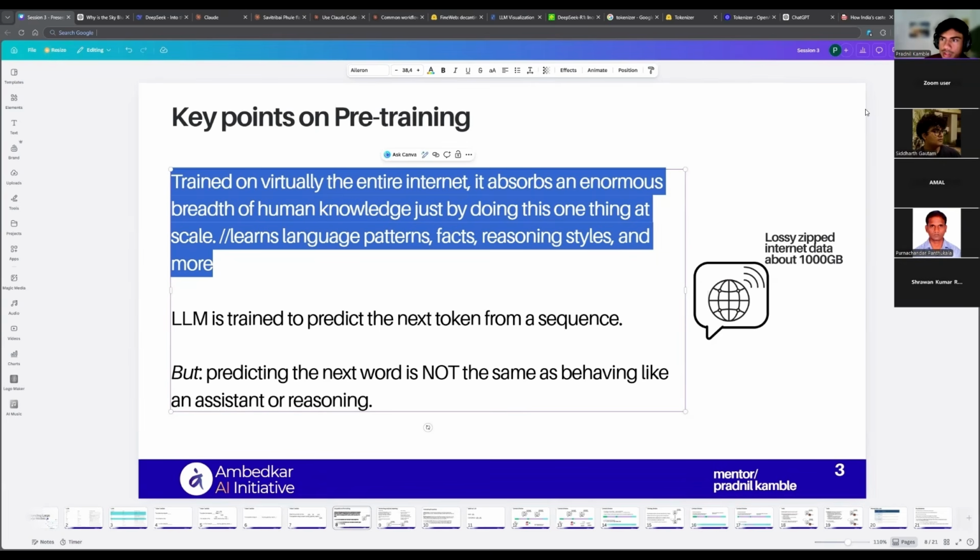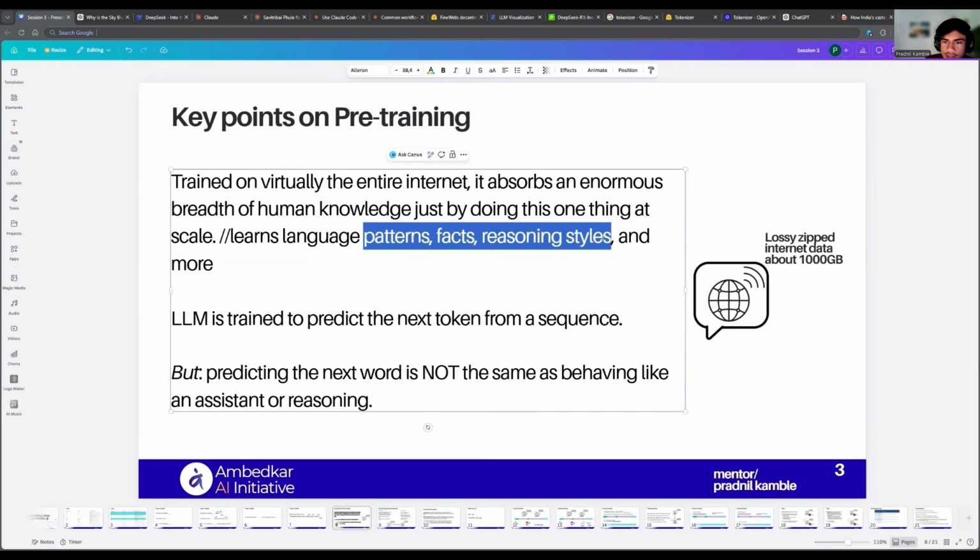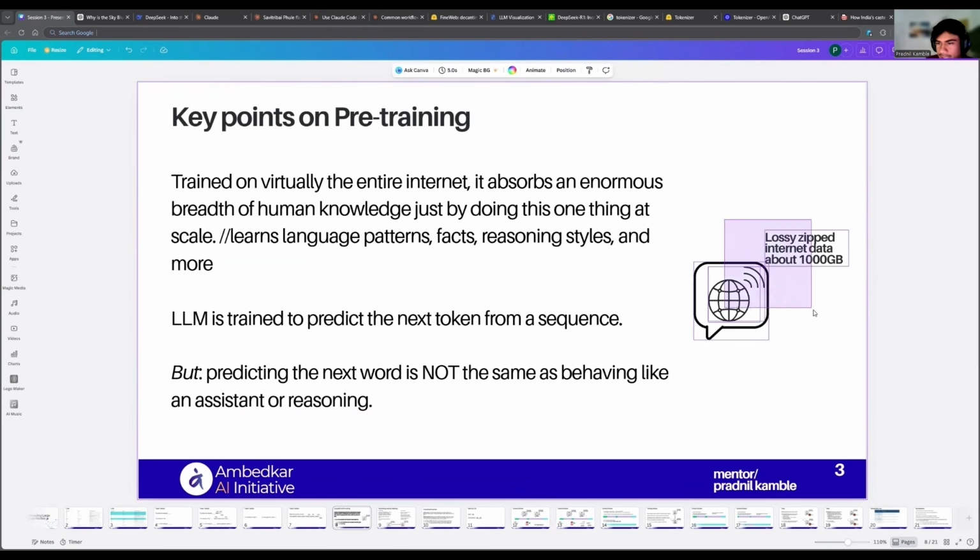Okay, mostly the internet part of it. And eventually it learns patterns, facts, and reasoning styles, as I said. So that's why I see the LLM something like this. Whenever I imagine an LLM, whenever I imagine ChatGPT, I imagine this image.